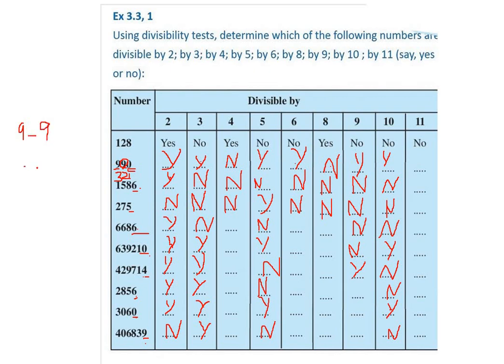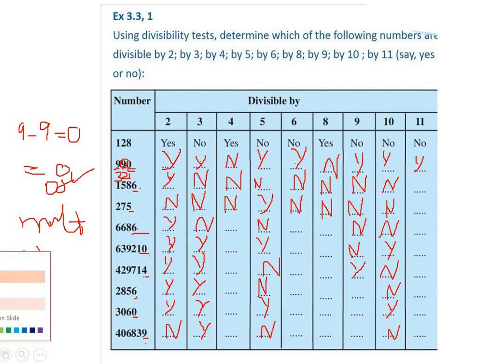Subtract them. What answer must you get? You must get 0, or you may get a multiple of 11. So you have received 9 minus 9, what? It is 0. Right? So we are getting one condition fulfilled. So we can say that the given number 990 is divisible by 11. I'm going to write yes here. Understood how you're going to add the odd places and even places digits?